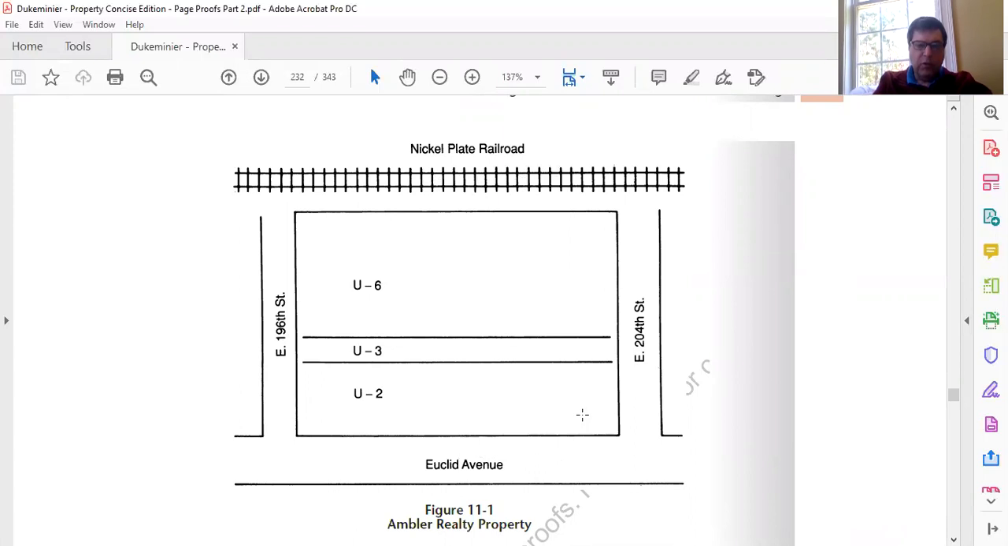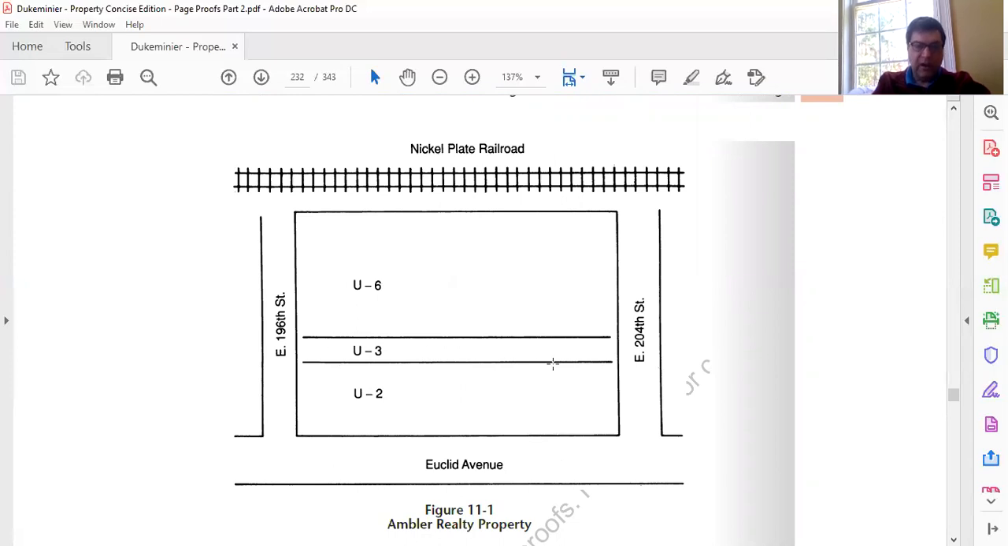So in U2 areas, you can do anything that you could do in a U1 zone. So you can have single family residences, you could have a park, you could have an electric train station or a water tower. But you also add another use that's permitted here. You can have two family dwellings in U2 zones.